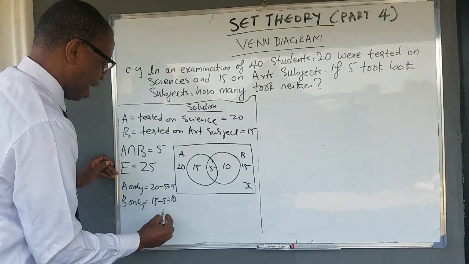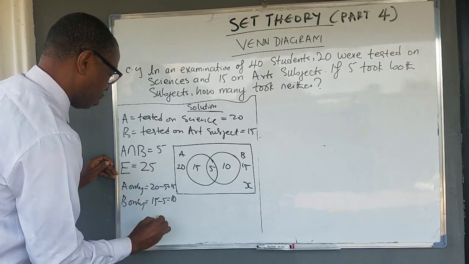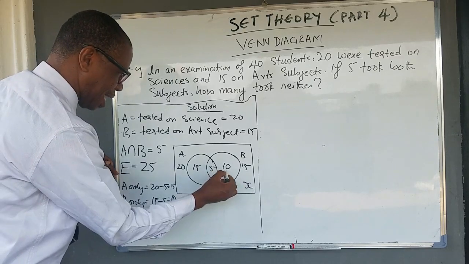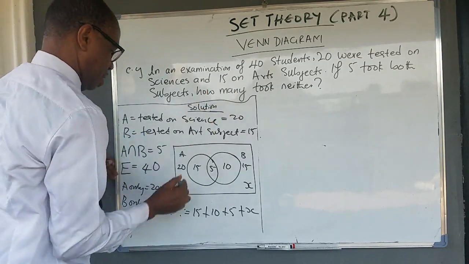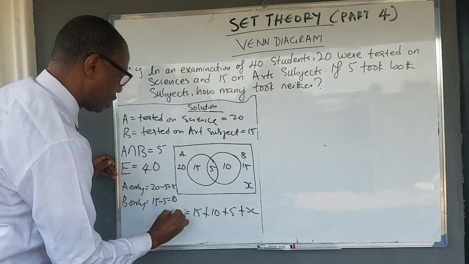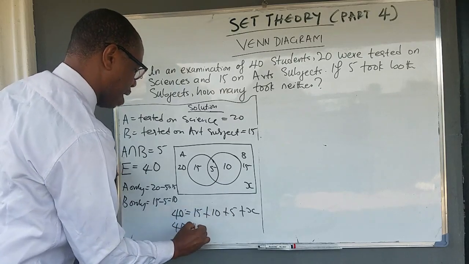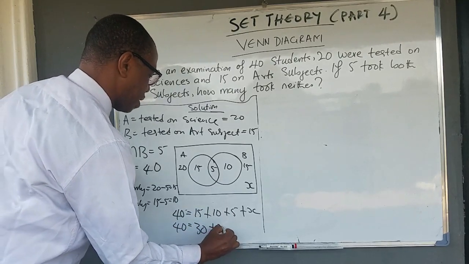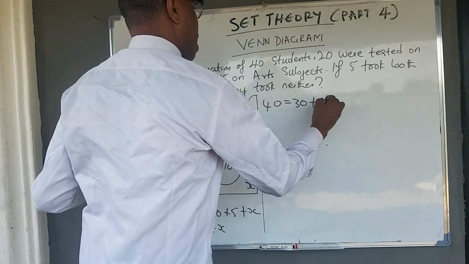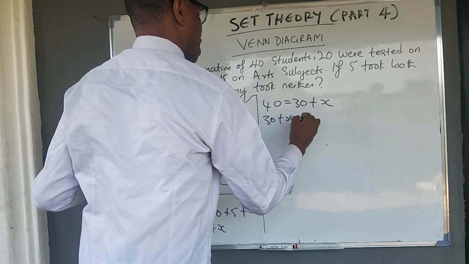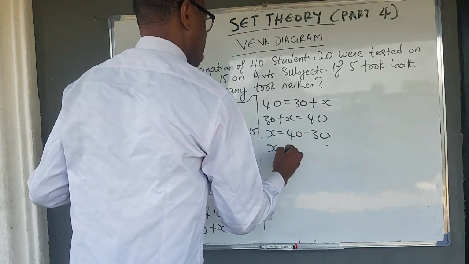Since it is outside, E is 40. So for me to find this X, those that are in neither here nor here, I'm going to solve it simply by saying that 40 is equal to 15 plus 10, 25, plus 5, 30, plus X. Then that means 40 is equal to 30 plus X. That means 30 plus X is equal to 40. Then X is equal to 40 minus 30. That means X is equal to 10.